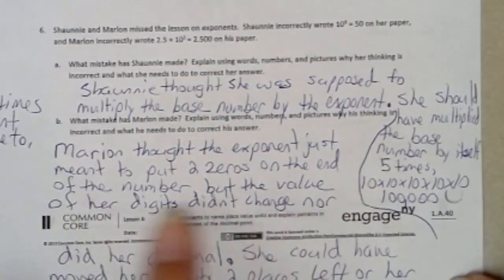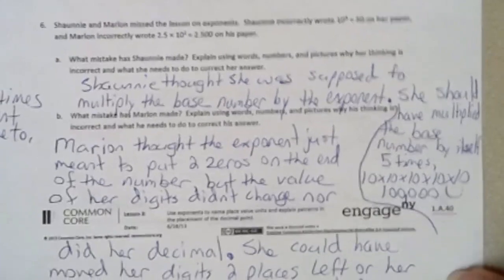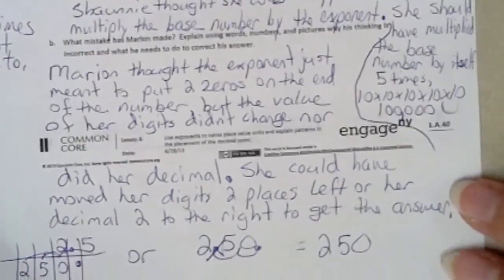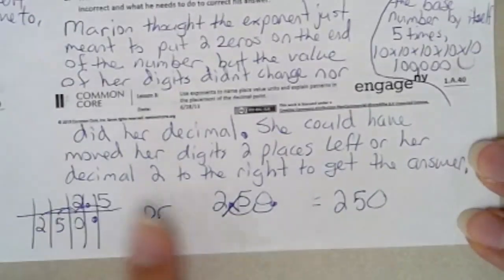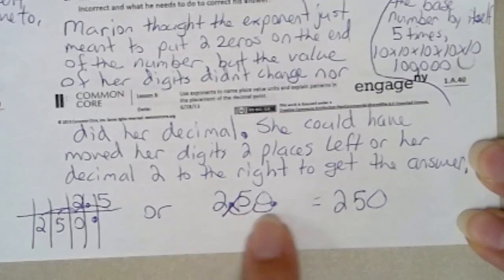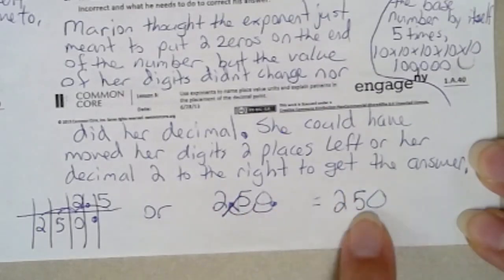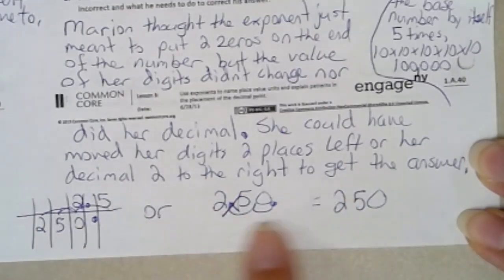It says, but the value of her digits did not change, and I go on to tell her she could have moved her digits 2 places left, which is what I did down here, or she could have moved her decimal 2 places right to get her answer. Either way, if you move digits left or decimal right, you still get 250.